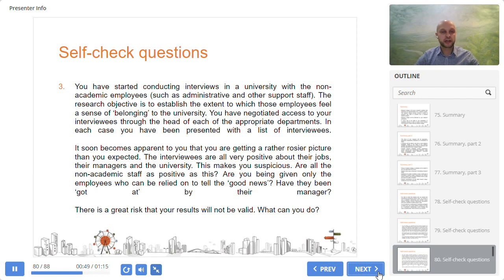Are all of the non-academic staff as positive as this? Are you being given only the employees who can be relied on to tell the good news? Have they been briefed by their manager? There is a great risk that your results will not be valid, so the question is, what can you do? Think about anonymous questionnaires and so on.